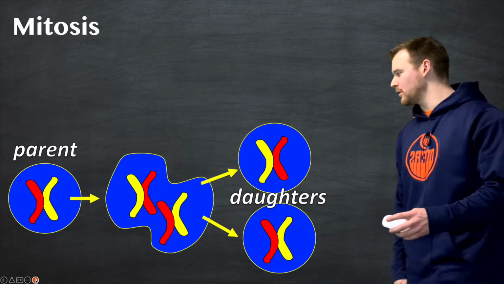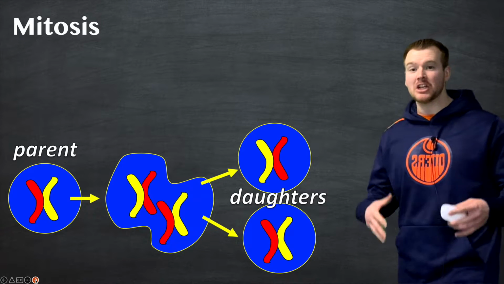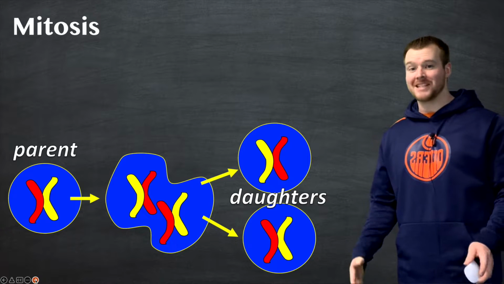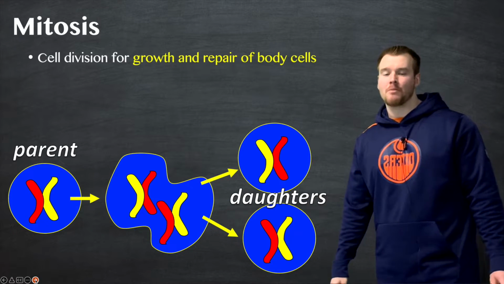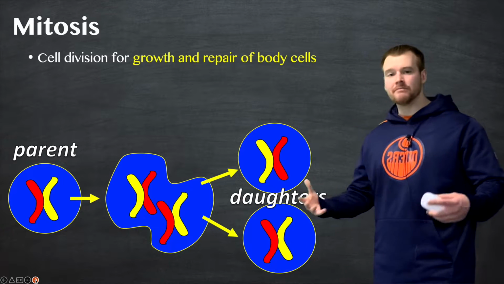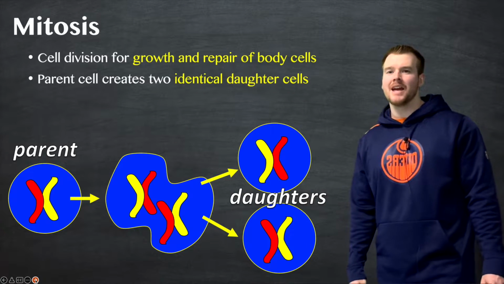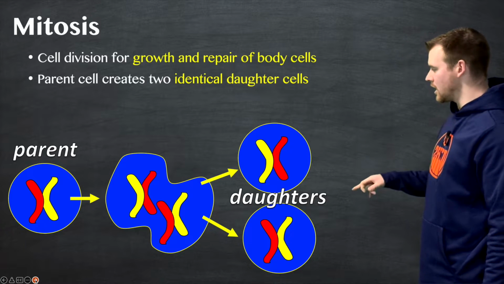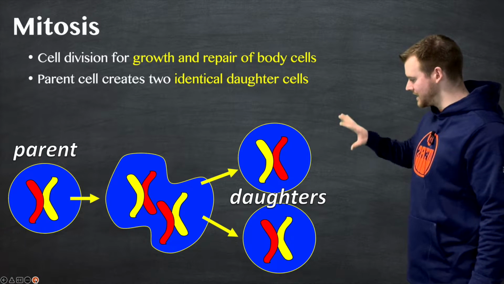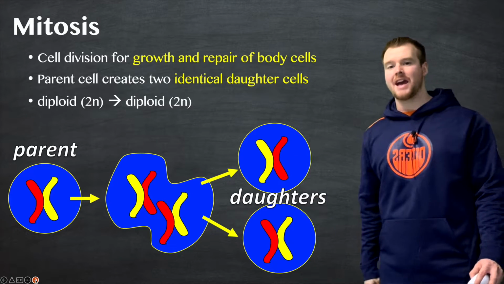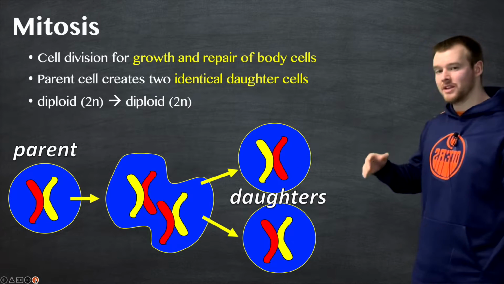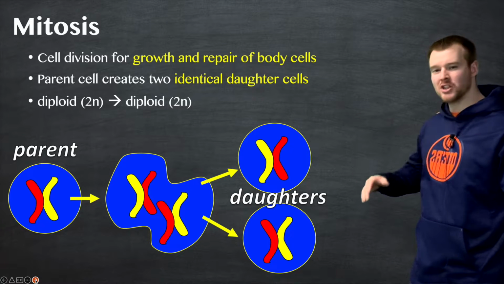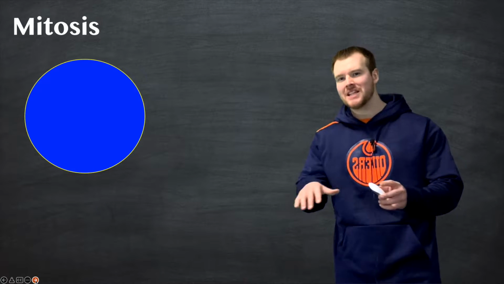So this is kind of a cool process, how your cells can clone themselves and make copies, and it's happening all the time in your body. Because this is used for growth and repair of body cells, so it's happening a lot in your body to do that. And it creates two identical daughter cells. These are the same. This one is the same as that one, and they're the same as the parent. We started with diploid over there, and we end up with diploid cells over here, just two of them. Okay, so that's pretty crazy how it can do that.